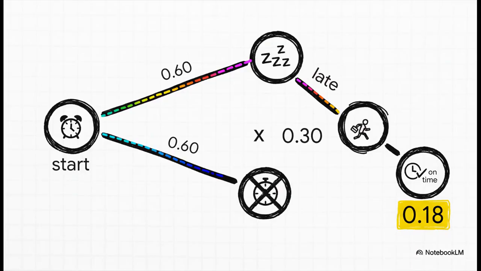So what if we want to find the probability that she hits snooze and is late? Well, we just follow that specific path on our tree and multiply the numbers along the way. We take the 0.60 chance of hitting snooze and multiply it by the 0.30 chance of being late given she snoozed. That gives us 0.18, or an 18% chance.